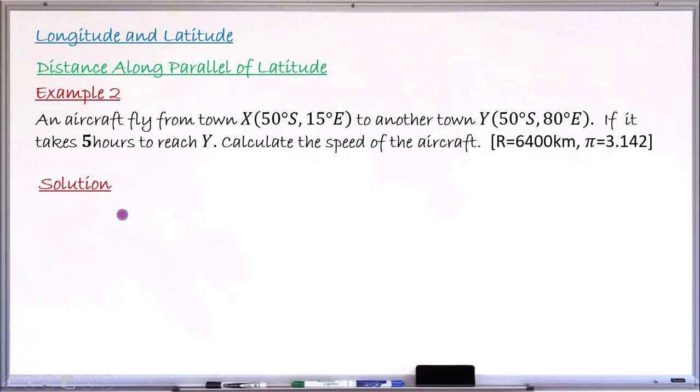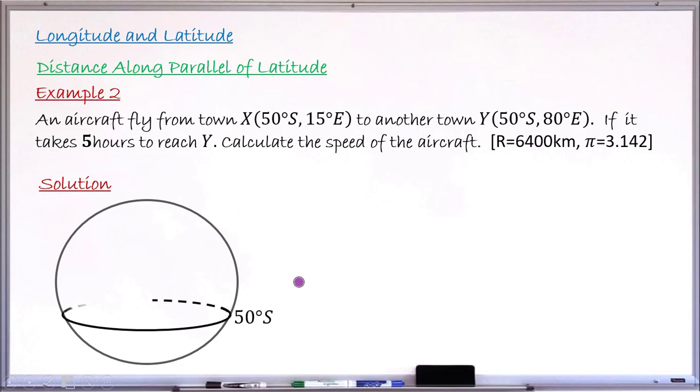For the solution to this problem, what we do always is to have a sketch of the two towns on the Earth's surface. It's very necessary. So let me have a sketch of my Earth, starting with the points X and Y. If you check carefully, you can see that they have a common latitude, 50 degrees south. So the two towns X and Y happen to be on the same latitude. Let me draw that common latitude, 50 degrees south.